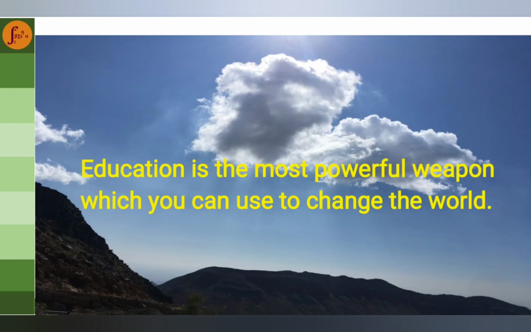Education is the most powerful weapon which you can use to change the world.